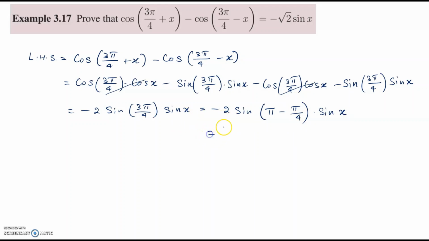So further, we know that sine 180 minus 45 is sine 45. So this will be minus 2 times sine 45 is 1 by root 2 into sine x. So further simplifying this, you get minus root 2 into sine x, which is equal to the right hand side.